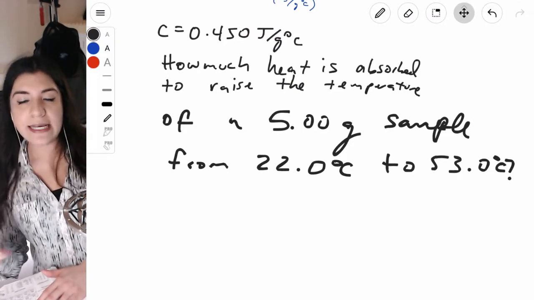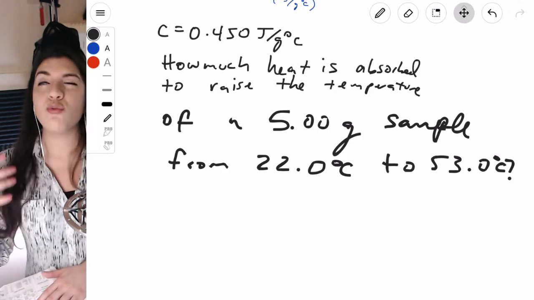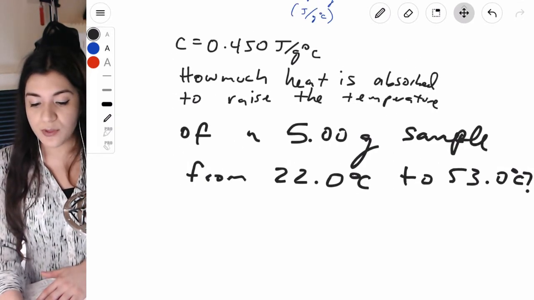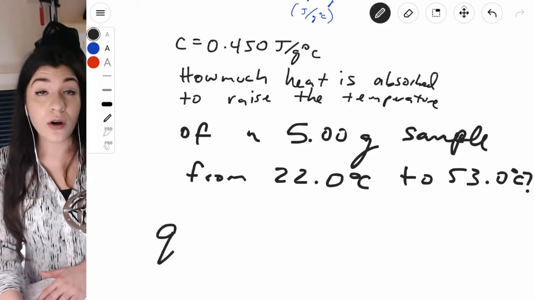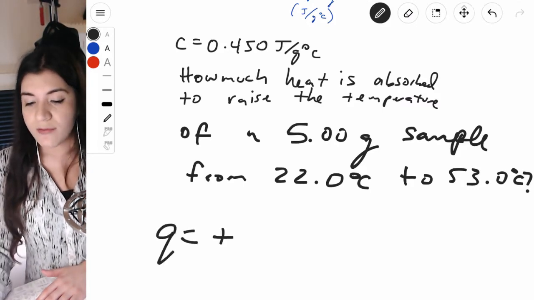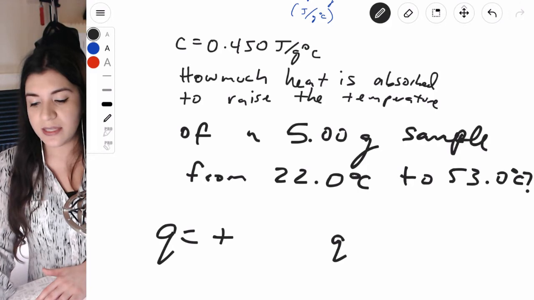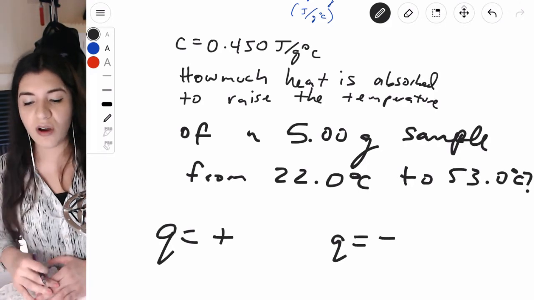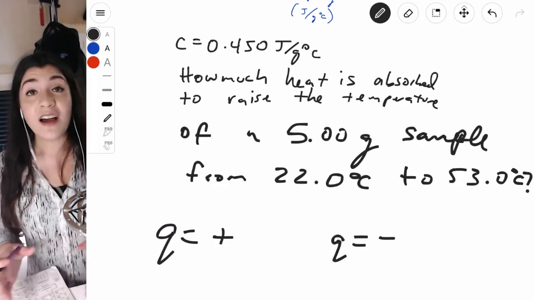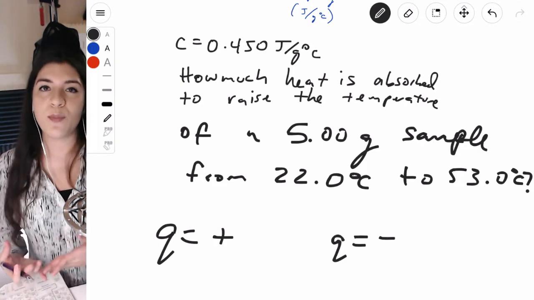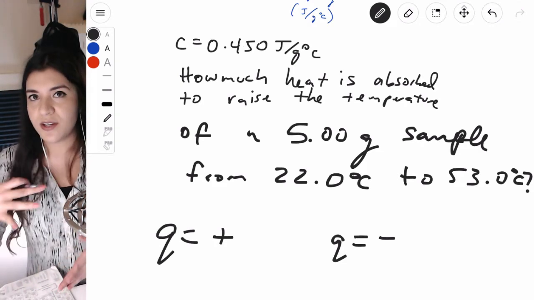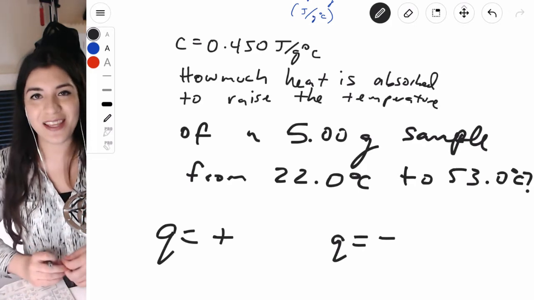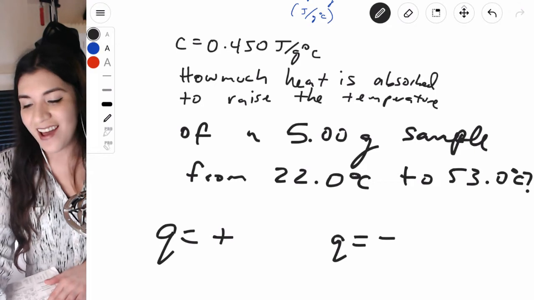One little note, by the way, whenever it's saying heat is being absorbed or released, that's really important to note. Whenever heat is being absorbed, that means that our heat, or our Q, will be positive. Whenever our heat is being released, that means it will be negative. Make sure to pay attention to that language, because they're really not going to tell you that it has to be negative or positive. They're trying to get you to understand that concept. So beware of that.